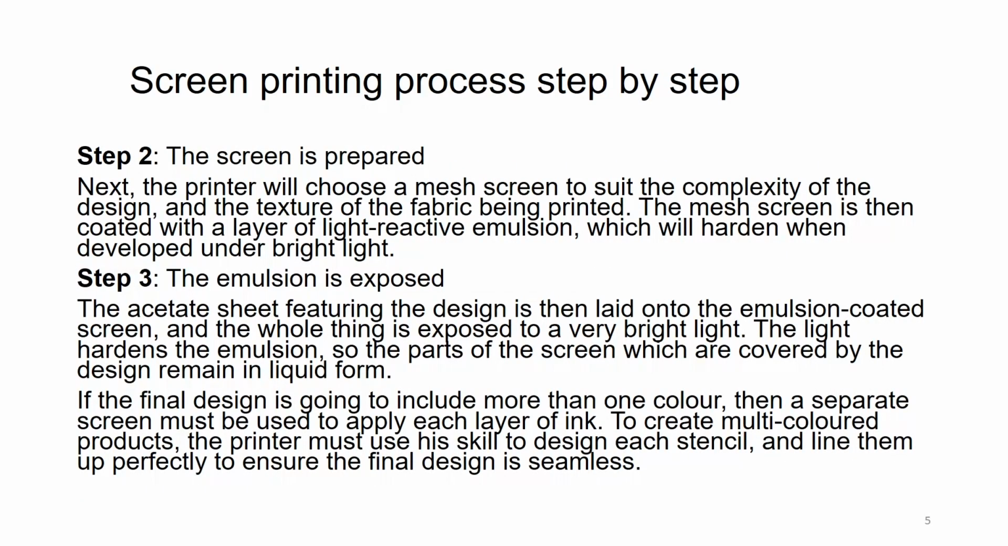Second step, the screen is prepared. Next, the printer will choose a mesh screen to suit the complexity of the design and the texture of the fabric being printed. The mesh screen is then coated with a layer of light reactive emulsion, which will harden when developed under bright light. Step number 3, the emulsion is exposed.